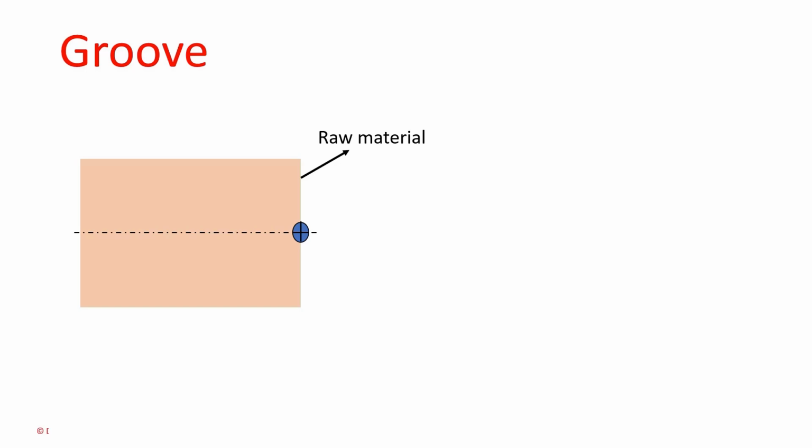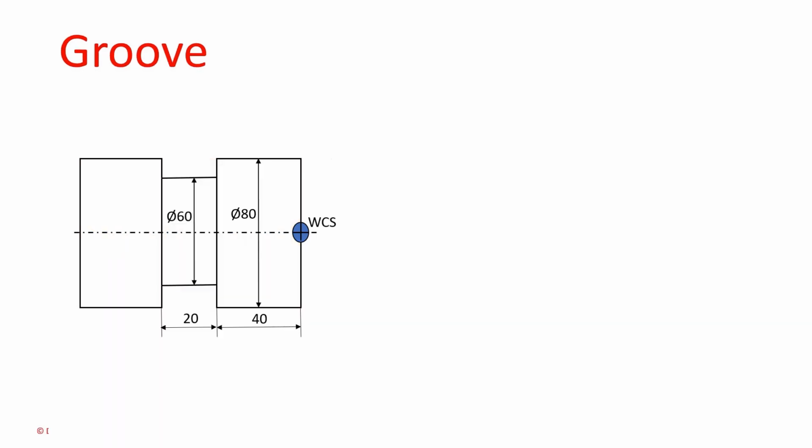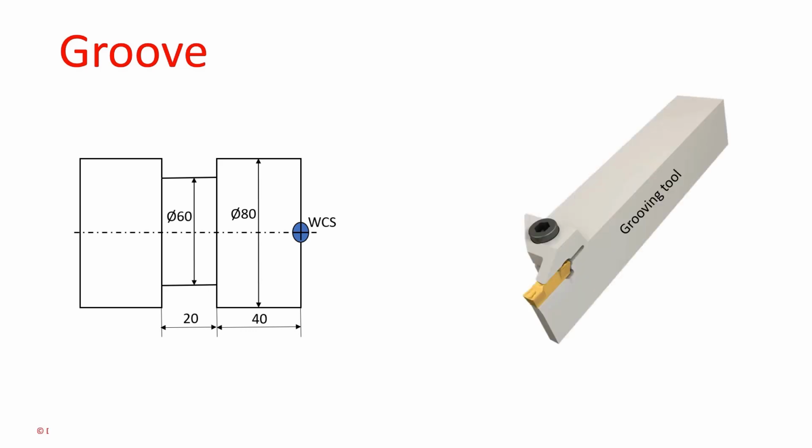This is the raw material. In this raw material, we need to create this type of component. For this component creation purpose, we have to do a grooving program. Let's start a discussion on the grooving operation for the selected drawing. In this drawing, we need to find out the minimum and maximum diameters of the groove and the width of the groove. These parameters will help us in selecting the proper tool.